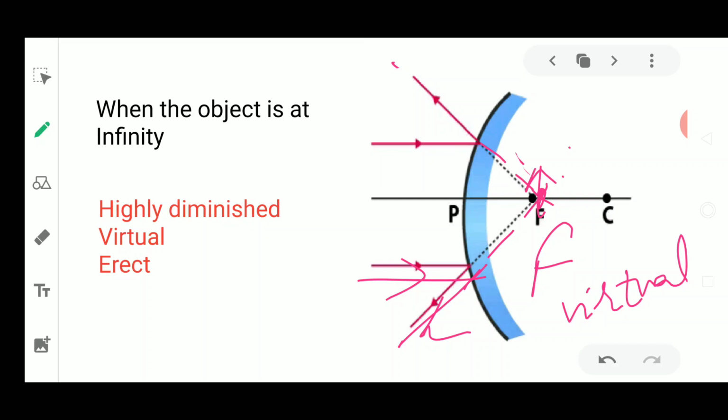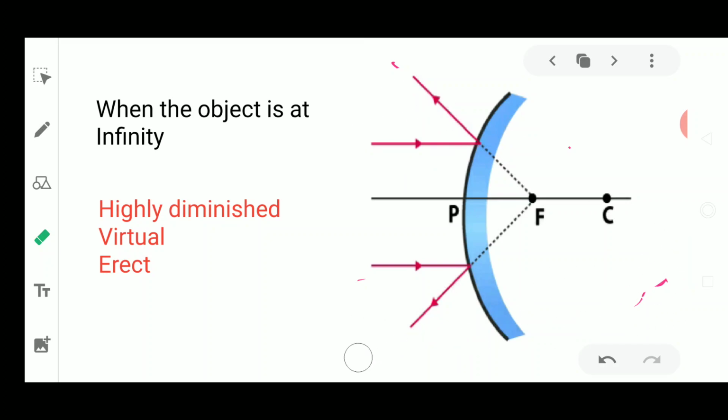Now if we draw another diagram, another rule could be followed. I'll just change the color so it will be very easy for you all. What happens when a ray of light strikes obliquely from somewhere? It is going to be reflected somewhere. Next, what happens if it is coming from focus, and it strikes at the pole? Then it is again going to be reflected at some angle, so these two angles will be equal.